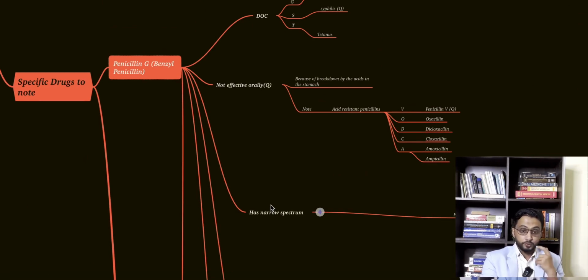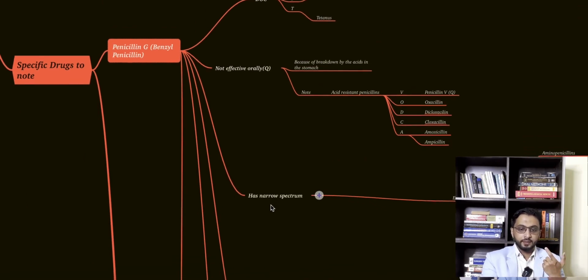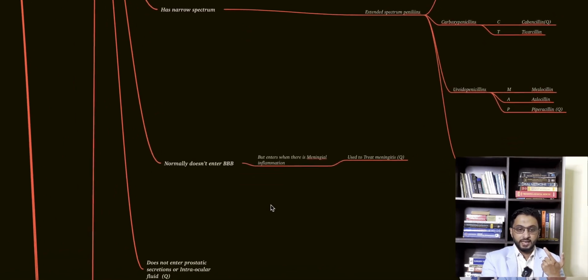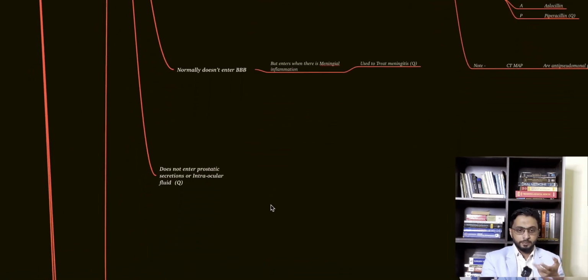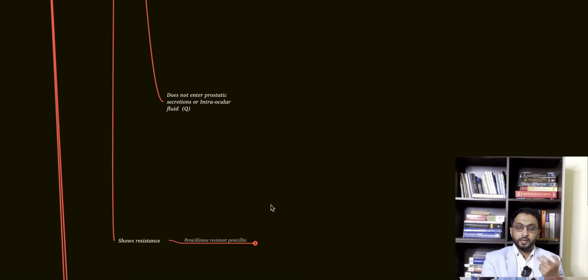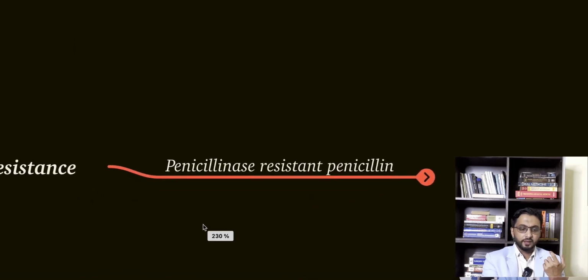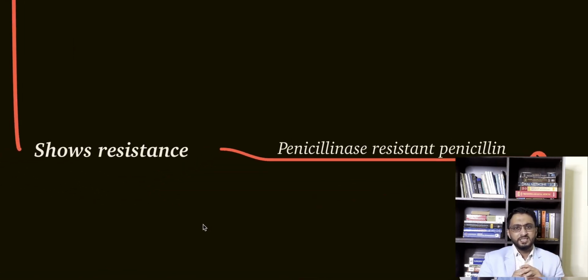Also note GST, and we said the vodka, which is acid resistant. Then we have the broad spectrum, which is AACT map. Then CT map is pseudomonal, plus the blood-brain barrier, intraocular, and prostatic fluid. Now, another thing: penicillin G shows resistance. Like we said, one mechanism is penicillinase production by the bacteria, and this makes penicillin G ineffective.